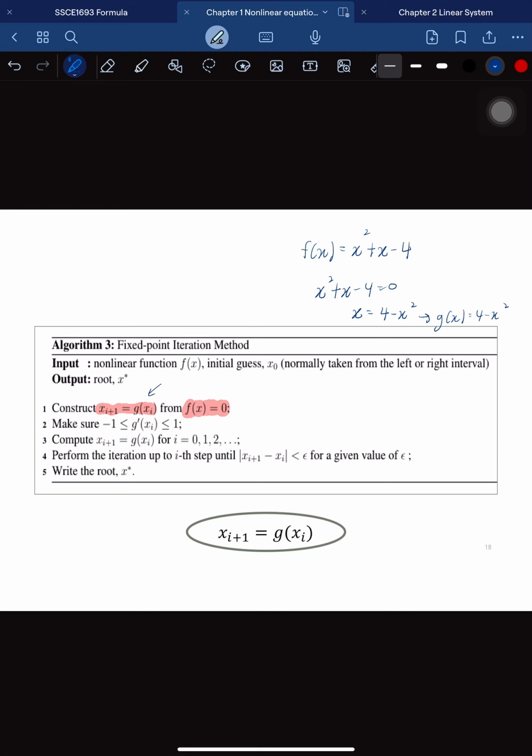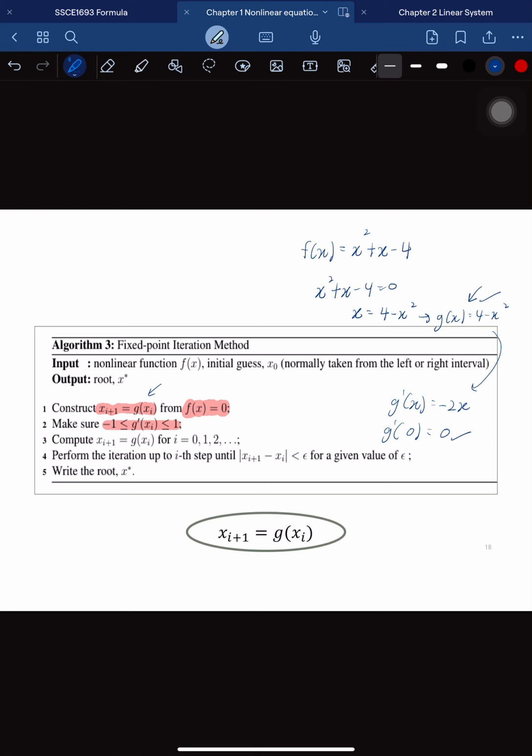Now if you want to check whether this g is correct or not, you have to differentiate. After you differentiate, you substitute the value of x naught. For example, g prime of x is equal to negative 2x, and then you substitute the initial guess. Let's say our x naught is equal to 0, so we get 0, and the answer is in this range. So the value of g is accepted.